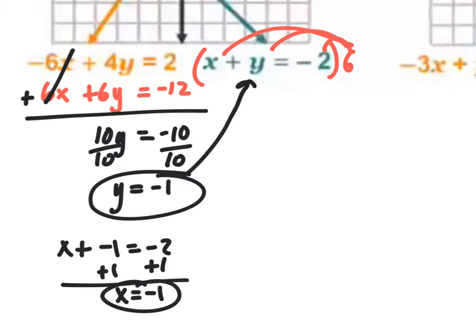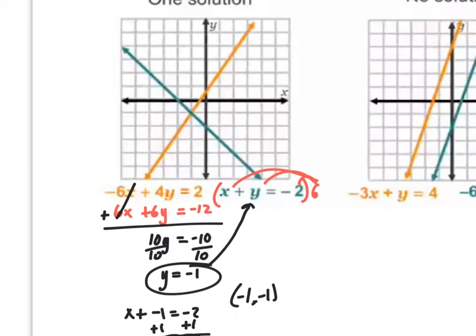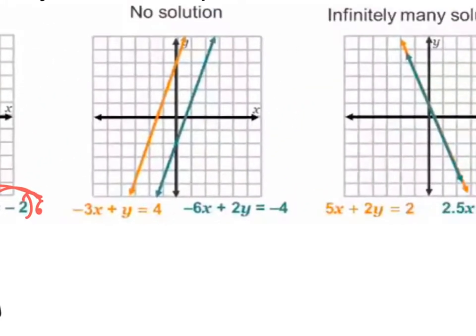I have a solution. I have one point here, negative 1, negative 1. And we can see that we get that same thing from the graph. We get the point negative 1, negative 1 here. So that means we have a solution. If we actually get values for x and y, that means we have solutions. And now let's look at something where we don't get a solution.